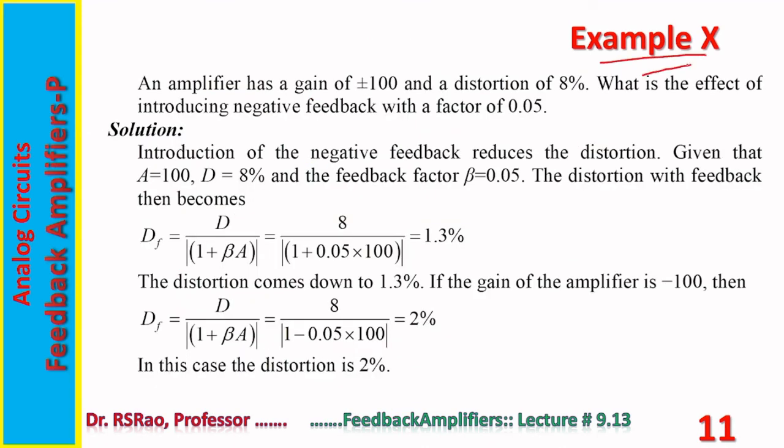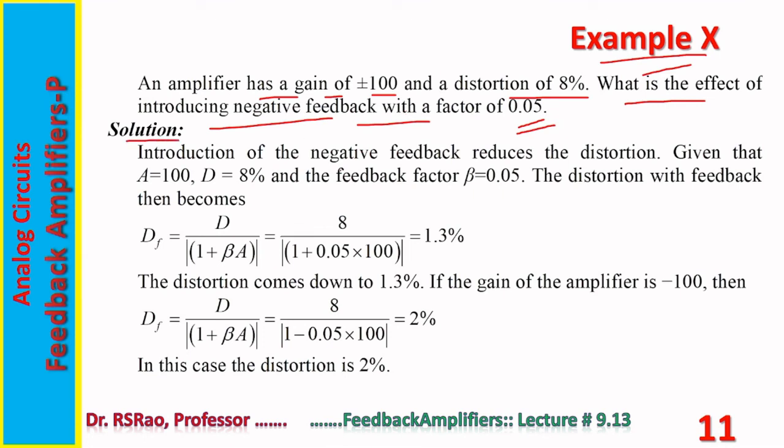Another problem, last problem. An amplifier has a gain of plus or minus 100 and a distortion of 8%. What is the effect of introducing negative feedback with a factor of 0.05 on the distortion of the amplifier? Here, gain is said to be plus or minus 100. So we have to consider plus 100, and we have to consider minus 100 too. For both the values, we have to solve the problem.